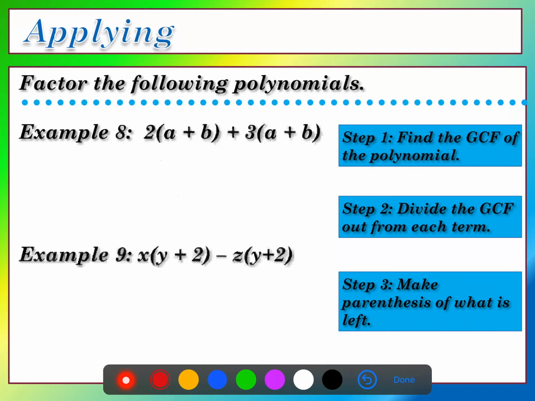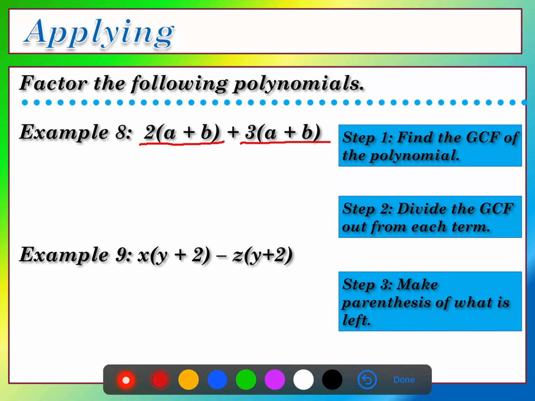Okay, our final two types of problems here. Okay, we want to identify what is actually happening. So 2 times a plus b and 3 times a plus b. These are two separate terms. Okay, so even though there's an a plus b inside the parentheses, one is being multiplied by the 2 and one is being multiplied by the 3. So remember, multiplication makes a term.